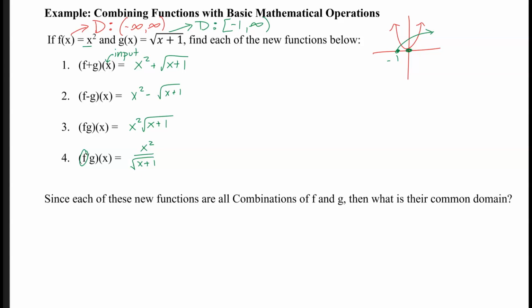So now knowing those two domains, what is our overlapping domain? What domain do they share? Right, the max value is positive infinity. What is the minimum value that they both share? Yes. So our overlapping domain for each one of these is from negative 1 to infinity.